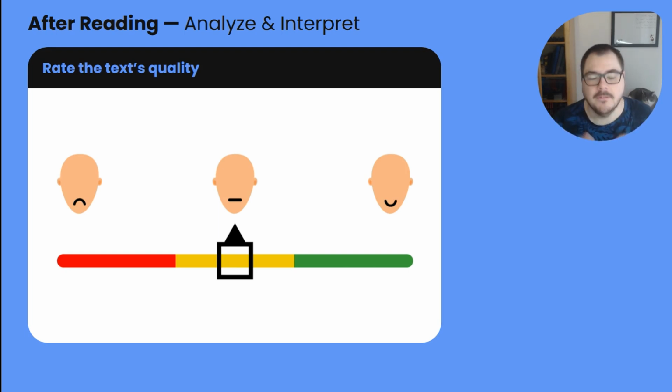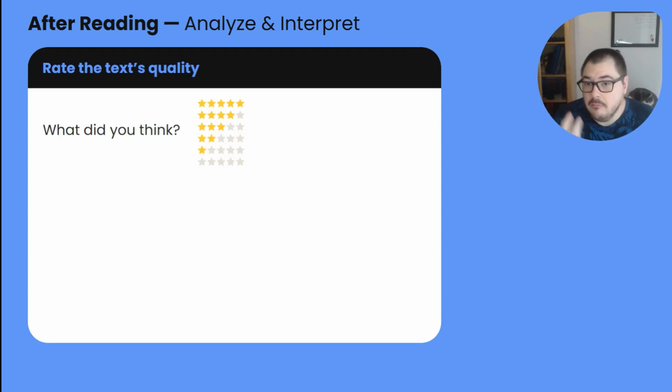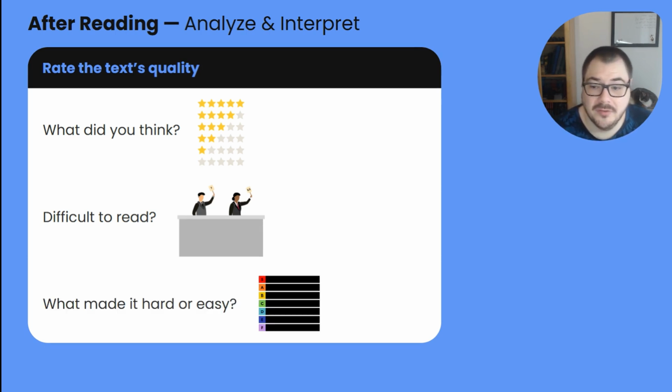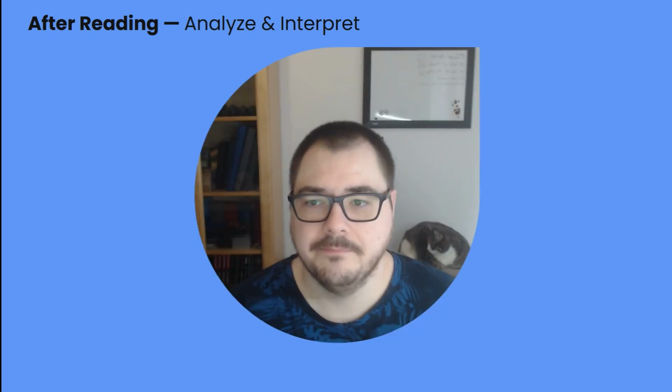Finally, last step would be to rate the text's quality, which you can do yourself. First, you can ask yourself, well, what did I think of this? What did you think of this? How difficult was it to read? What made it difficult or easy to read for you? These are all great questions to ask yourself when rating the text's quality. This is all a matter of opinion, so don't be afraid to speak your mind.